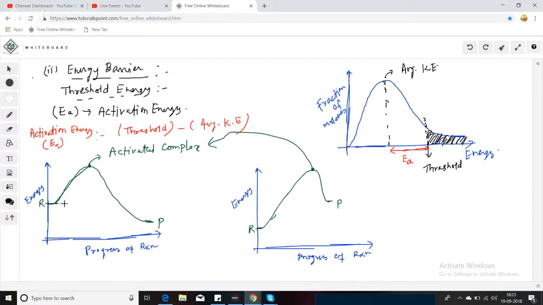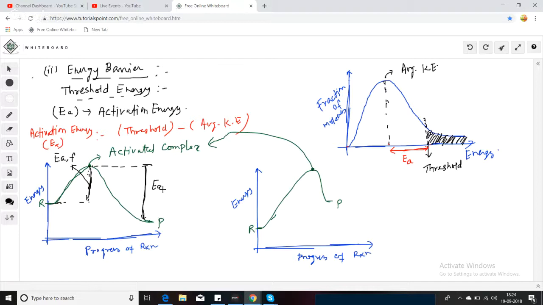This is the energy of the reactant. The difference from this point to this point is the activation energy Ea, the activation energy of the forward reaction, f. Write down all these things very clearly. Since reactant to product is the forward reaction, this is the activation energy for the forward reaction. Similarly, this is the activation energy for the backward reaction.